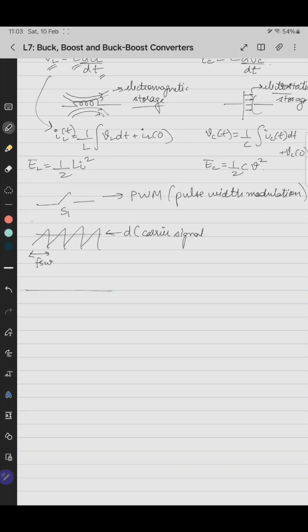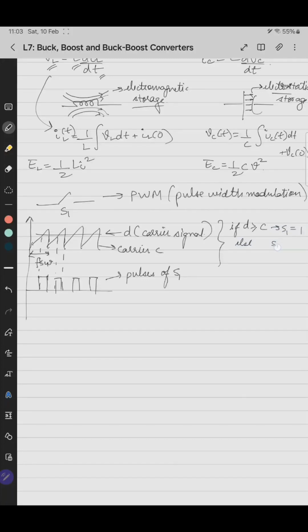So if we compare this, these are the switching pulses of S1. This is the carrier C. So how we write it is that if D is greater than or equal to C, then S1 equals 1, else S1 equals 0. This is a modulation scheme, pulse width modulation.